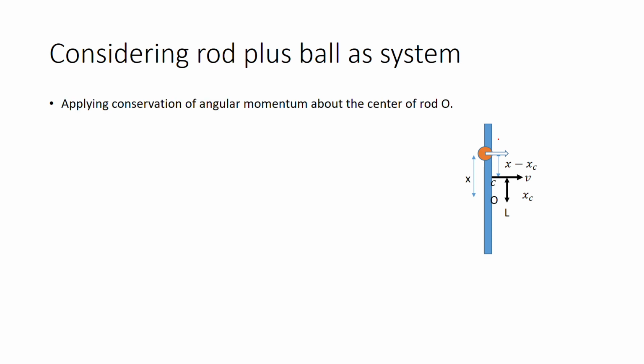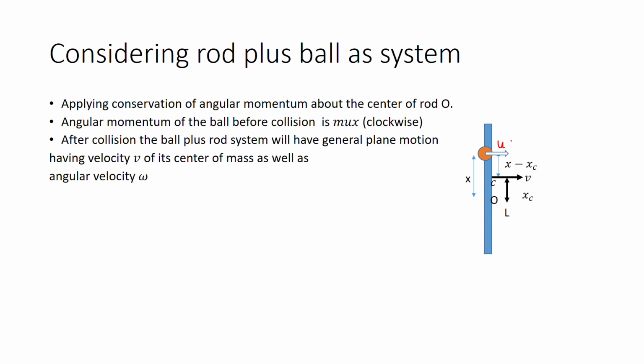Now when we apply conservation of angular momentum about the center of the rod, the angular momentum of this ball M, which was moving with velocity u, is mux in the clockwise direction. After collision, the ball plus rod system will have a general plane motion. The center of mass of the system will have velocity v, and this rod is assumed to be rotating in the clockwise direction with angular velocity omega.